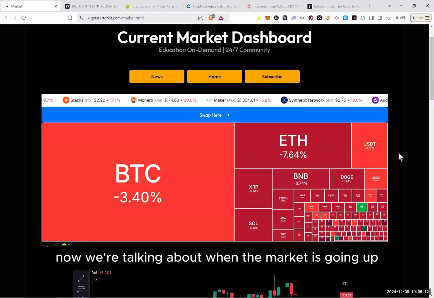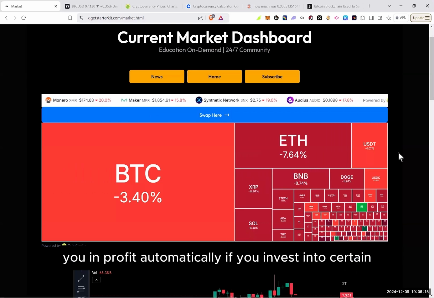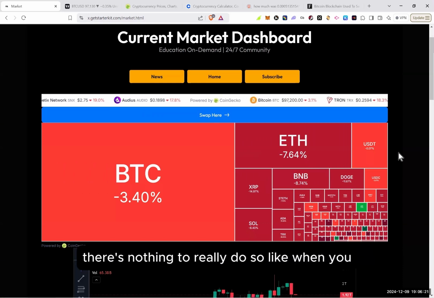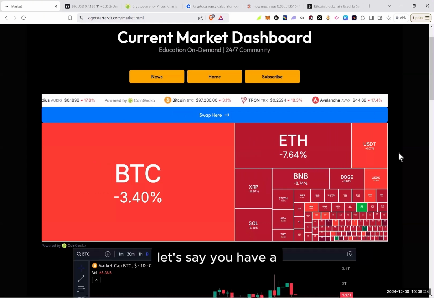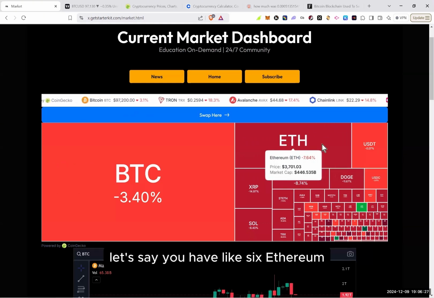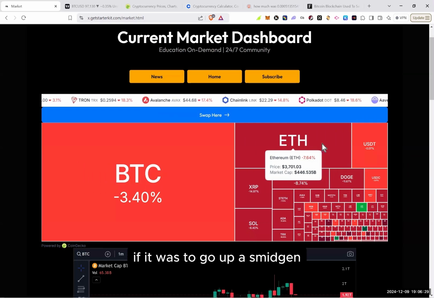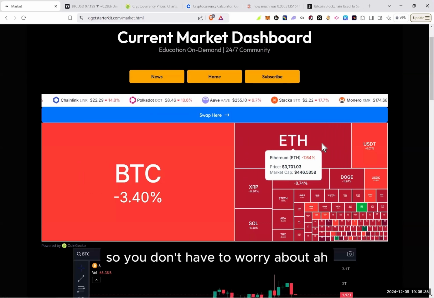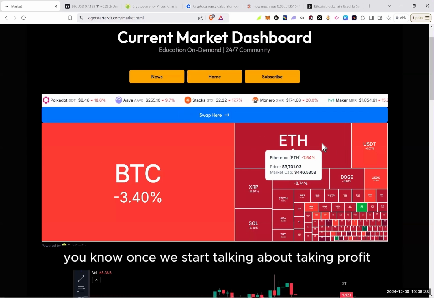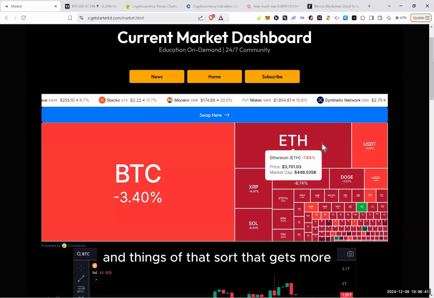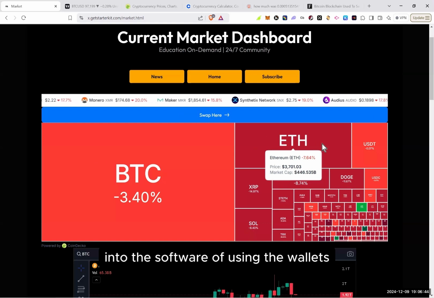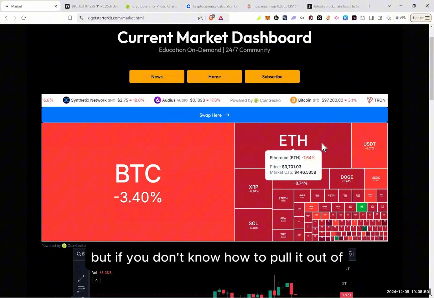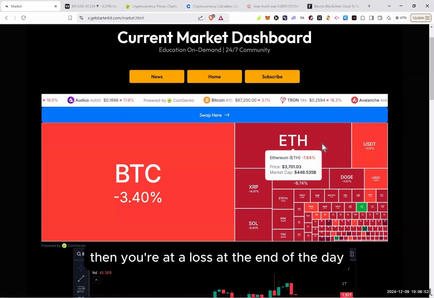Now we're talking about when the market is going up, you're in profit automatically if you invest into certain coins. When you invest in the coins and it goes up, you're automatically in profit. There's nothing to really do. So like, let's say you have like 6 Ethereum. If it was to go up a smidget, if it was just to go back up $300, you're in profit across the board on all of them. So you don't have to worry about, what should I do? Once we start talking about taking profit and things of that sort, that gets more into the software of using the wallets and knowing how to go in there and exchange, because you can make a lot of money, but if you don't know how to pull it out or how to take profit, then you're at a loss at the end of the day.